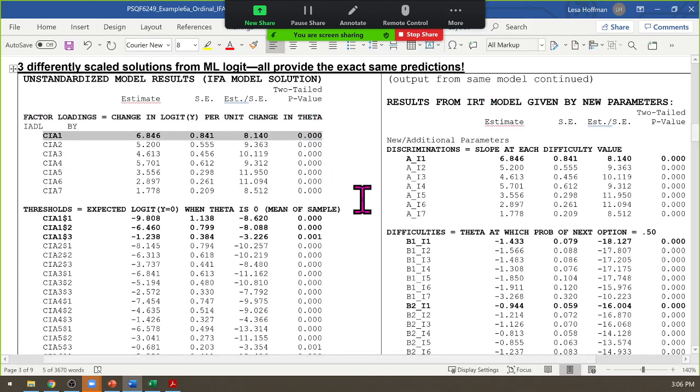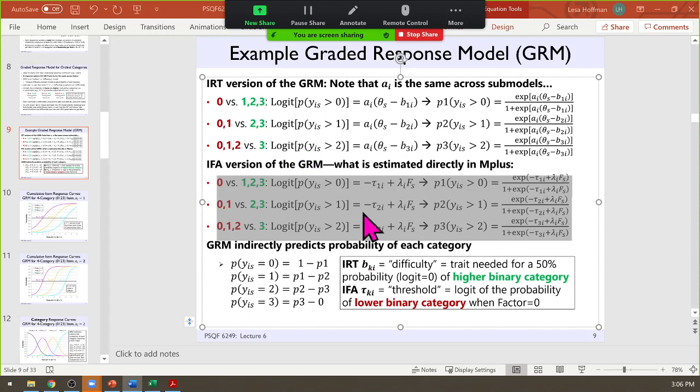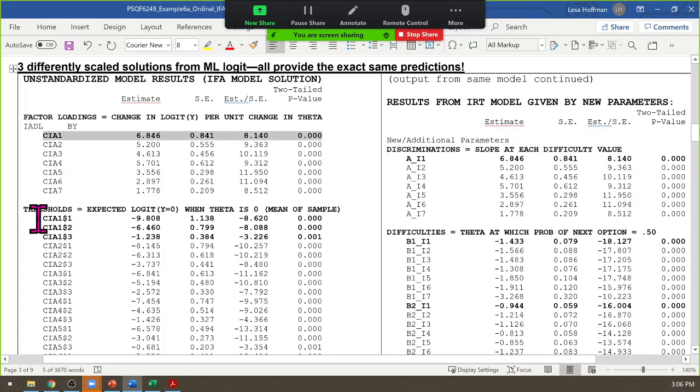So the loading for item 1 is 6.8. That means for a 1 unit change in the trait, the logit of answering 0 versus 1, 2, 3, or 0, 1 versus 2, 3, or 0, 1, 2 versus 3, any of the 3 of those, if theta goes up by 1, that logit goes up by 6.8. So it's the same slope because the loading on slide 9 here is the same across the submodels. So 6.8 for item 1 is the factor loading in each of these 3 equations. And it's in logits. That's partly why the numbers are so big.